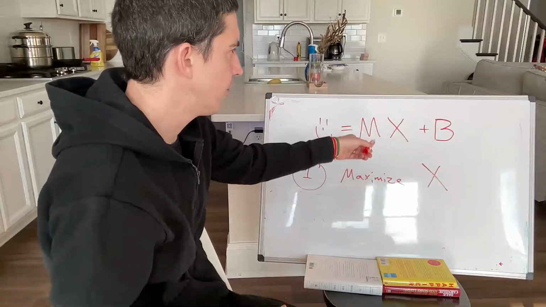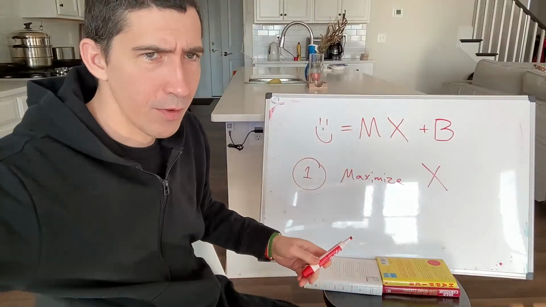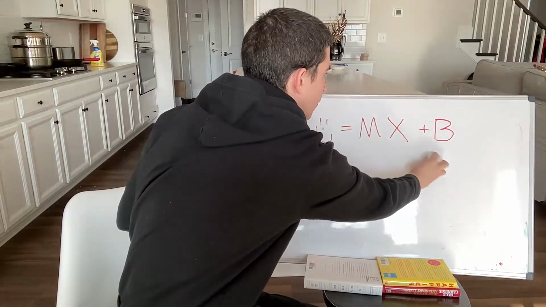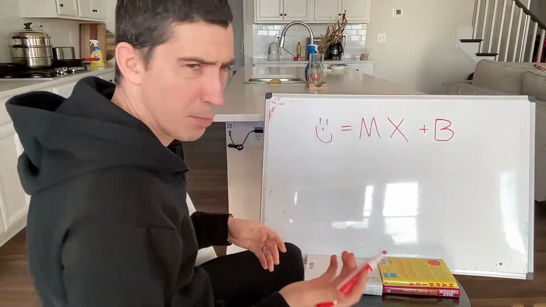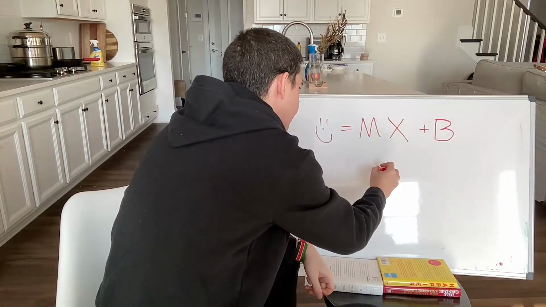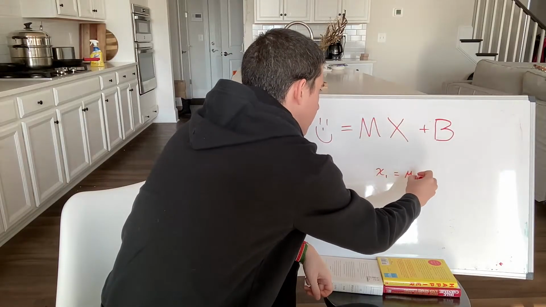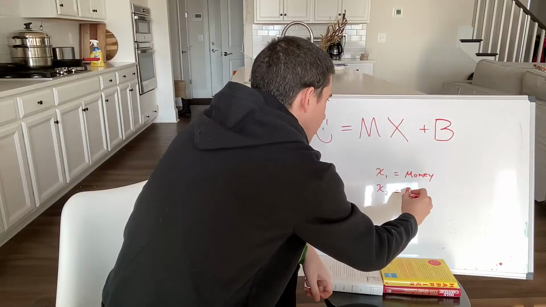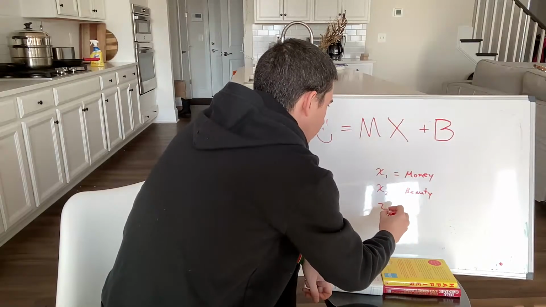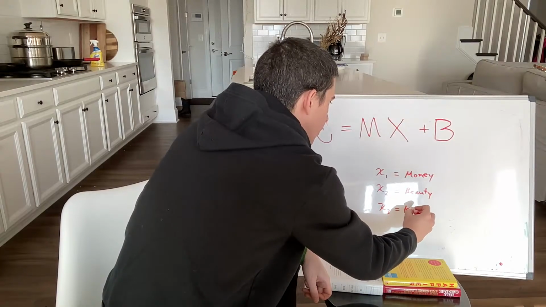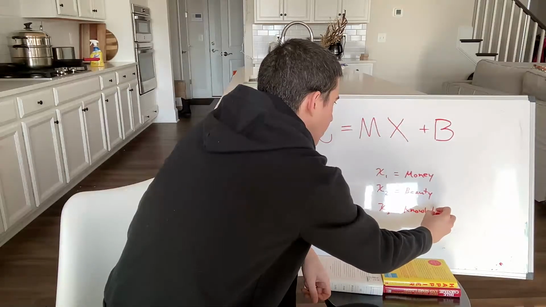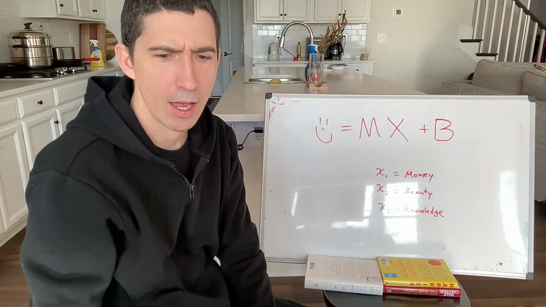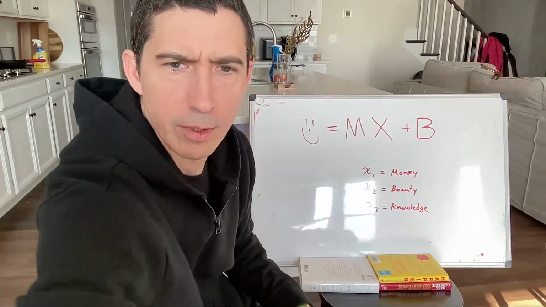A lot of work is happening in here. You can actually think of M and X as being infinitely long vectors. Think of generic things that a lot of people think they want, right? So X1 equals money. X2 equals beauty. X3 equals knowledge. As examples of things that X can involve.